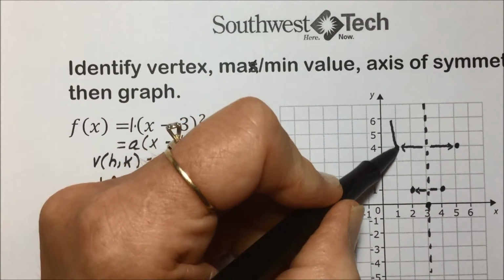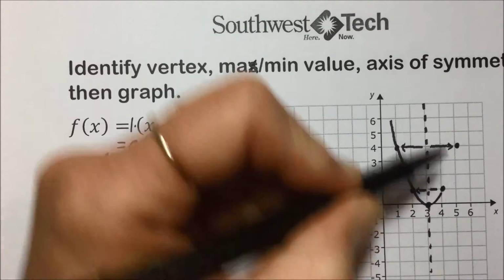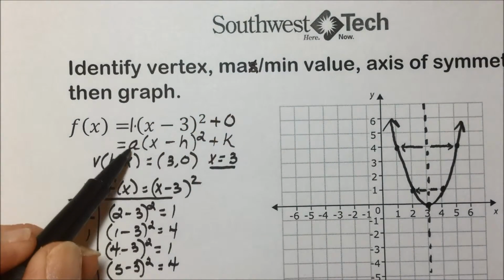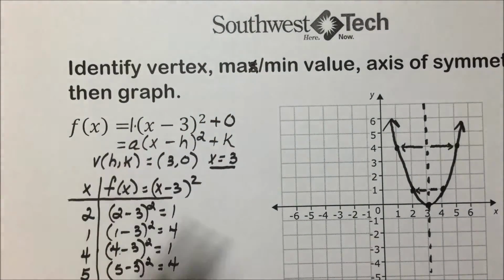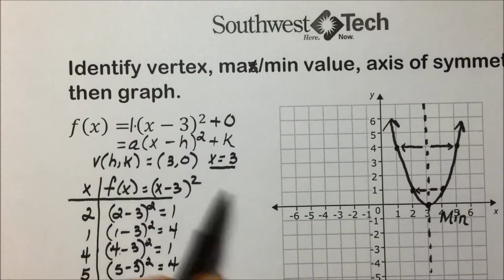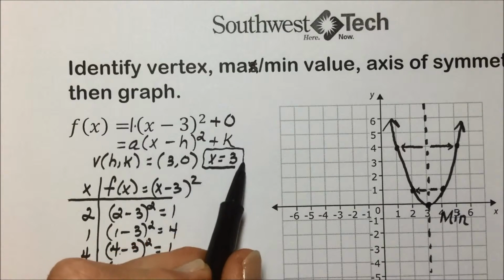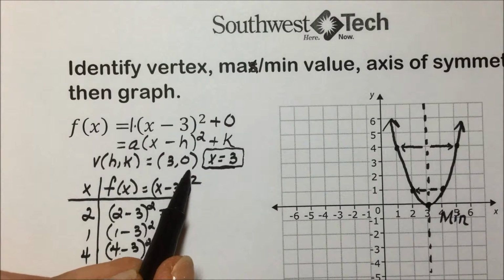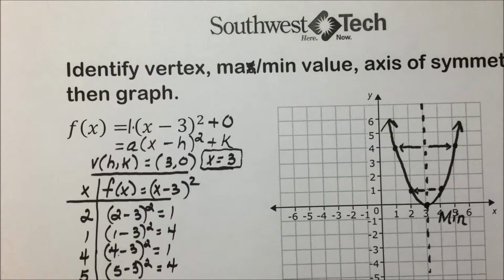If we connect those points, we do have a parabola that is opening upward. That was our prediction from the start, since a was a positive. Our vertex is our turning point. It is a minimum, since this is the lowest point that this parabola takes on. Our axis of symmetry we already identified. It is the equation x equals 3 because of that vertical line, and we have graphed it. Our vertex also we have identified, so we've taken care of all the components.